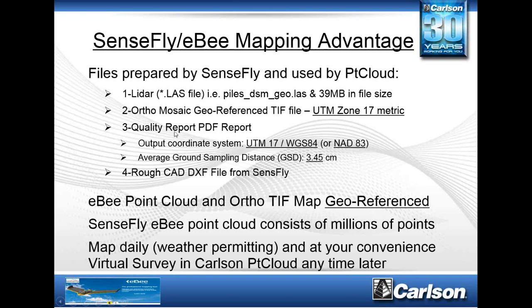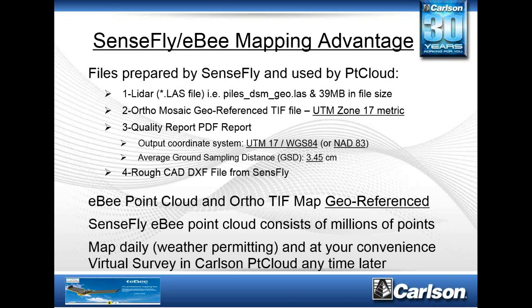And what's nice is they have a quality report, PDF report, which tells you what zone, either NAD 83 or UTM zone they're working in. And it also tells you what the average distance is of the point cloud that's being delivered by the SenseFly software. In this case, it's about 3.5 centimeters. And they also throw out a rough CAD package, CAD DXF file. But as you'll see when I finish making the contour map and doing volumes for the next example, stockpile example, the output looks a lot better inside of Carlson Civil Suite.